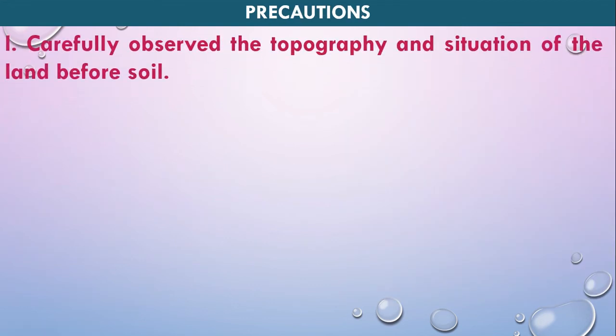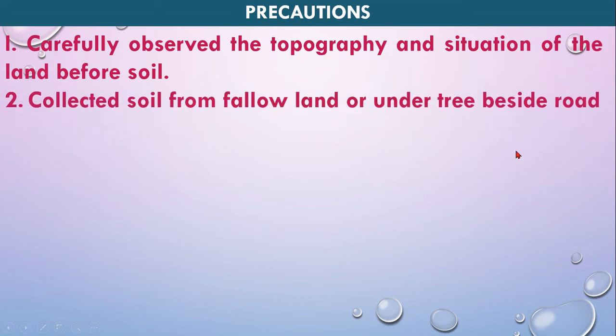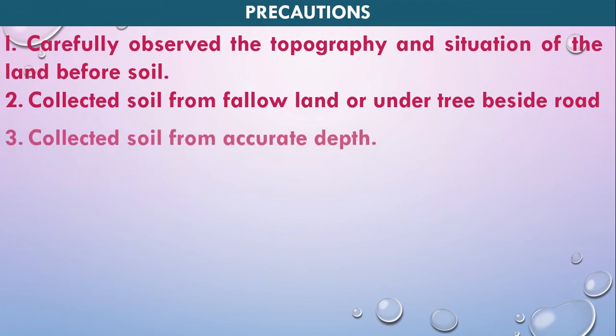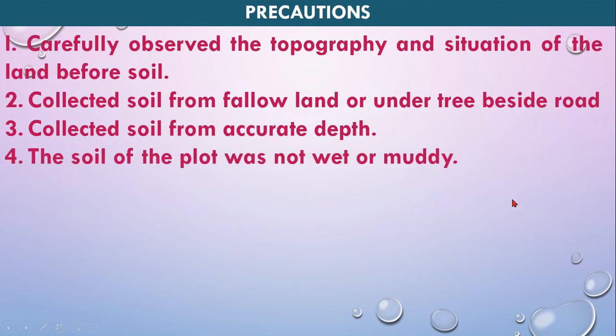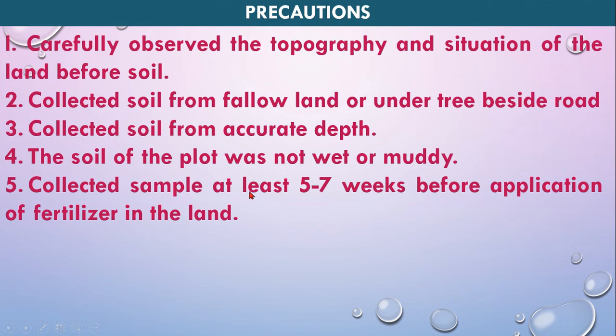At last, you have to follow some precautions to do this experiment: carefully observe the topography and situation of the land before collecting soil. Then collect soil from fallow land or under a tree beside the road. Collect soil from accurate depth. The soil of the plot should not be wet or muddy. You have to make sure of this, otherwise your whole experiment will be destroyed. Then collect the soil at least 5 to 7 weeks before application of fertilizer in the land. If you collect the soil after application, your experiment will give an abnormal result.